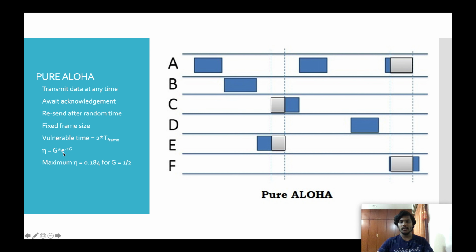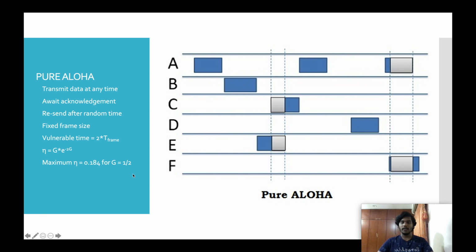And notice that the 2 comes from the vulnerable time formula, which is 2 into T frame, and G is the number of nodes here. And when you differentiate the formula of the efficiency and find the maximum possible efficiency, you find it as 0.184, or 18.4%, which is pretty low in today's terms. But this is actually for the value of G equals 1 by 2, or half nodes.